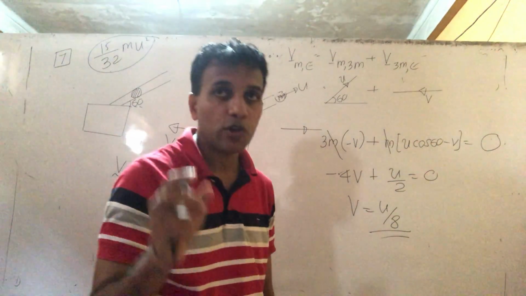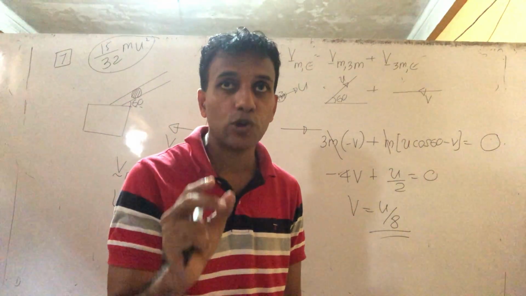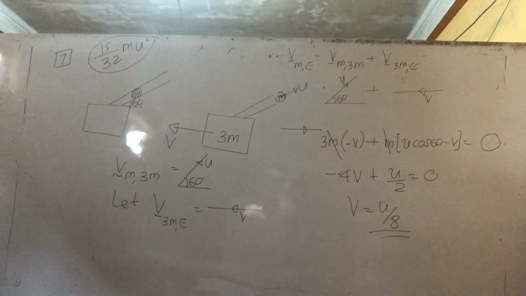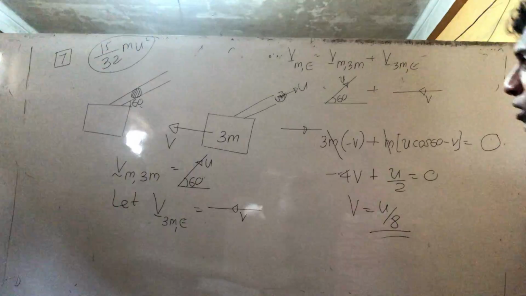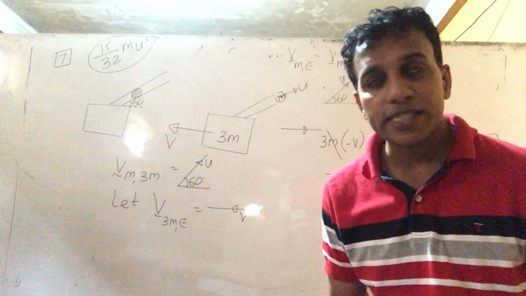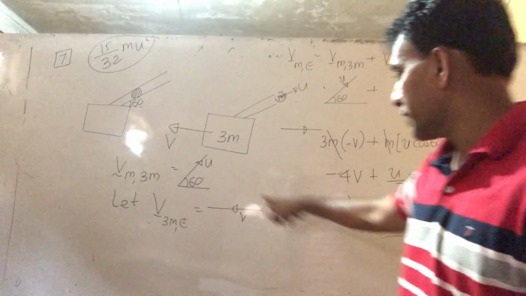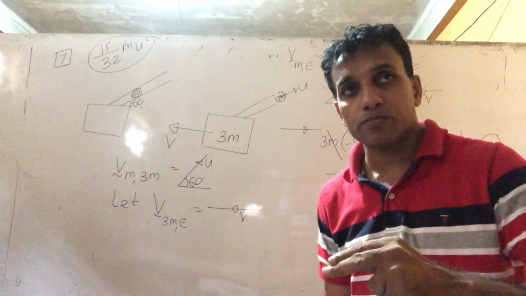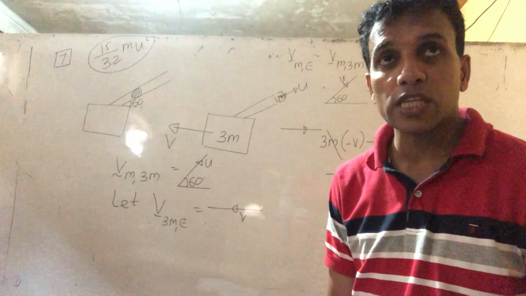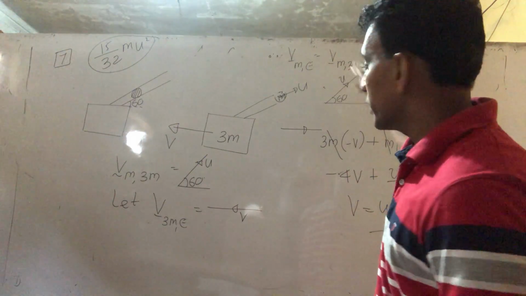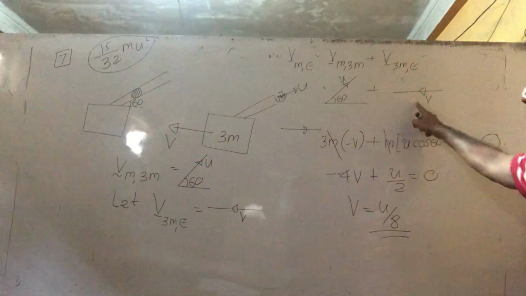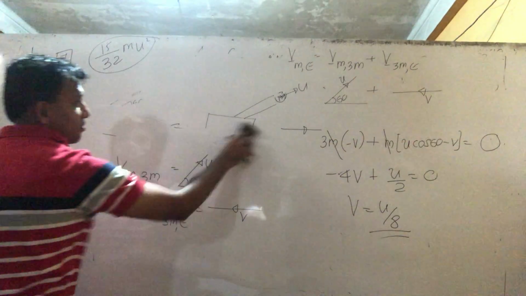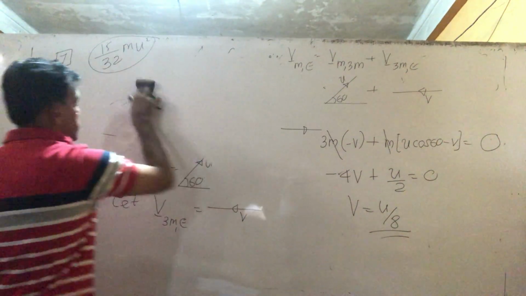Sometimes you go wrong if you do not use the idea of relative components, relative velocity. Therefore, u by 8. Now we will find the total kinetic energy. You know the bullet's kinetic energy is half mv square. But what is the bullet's complete velocity? It has a horizontal and a vertical component. Better I come to that part and complete it first, before going to the answer.